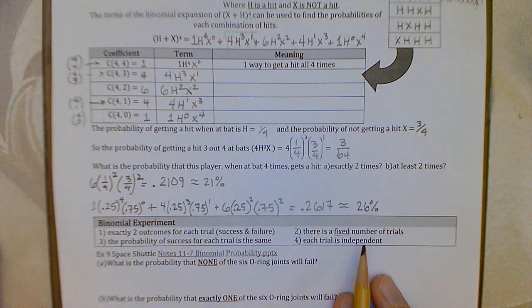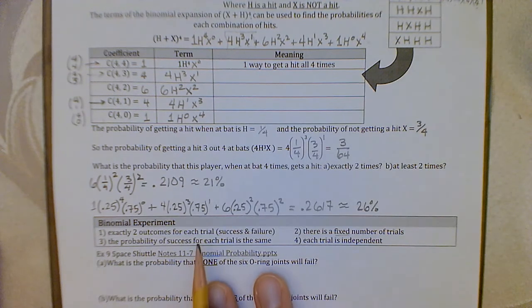All right, and then each trial is independent. So if he strikes out the first time, human nature, we might say, well, he's going to psych himself out and maybe he would do worse the next time. We have to assume that each trial is independent and that the probability of each trial will be the same.